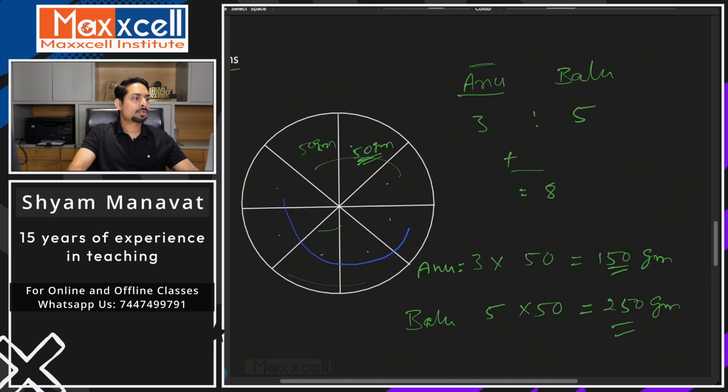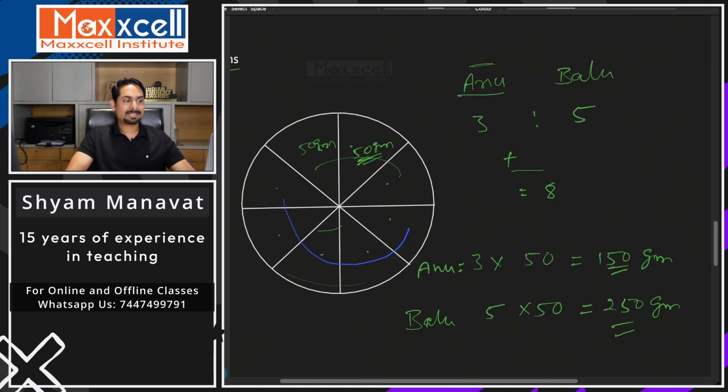Let me repeat this. Here there are Anu and Balu, they ordered a pizza and they got the pizza in 8 portions. Each portion has a 50 gram weight. Anu got 3 portions, Balu got 5 portions. So what is the total weight of portions which Anu has? You will say, okay, 3 portions multiplied by 50 because each portion is 50 gram weight. Same you will do for Balu also, right?